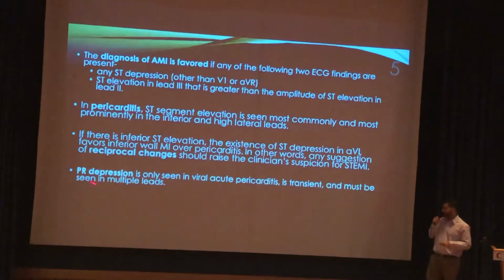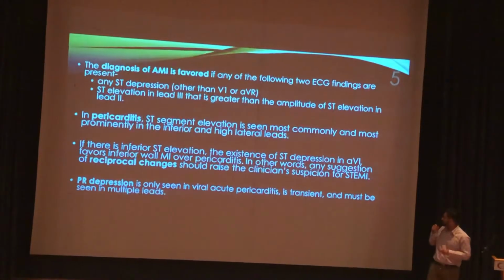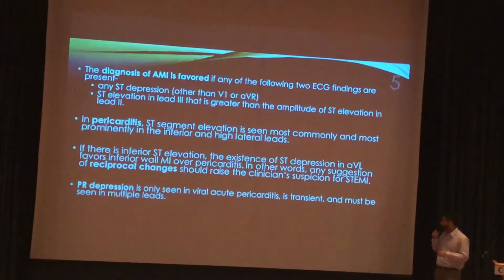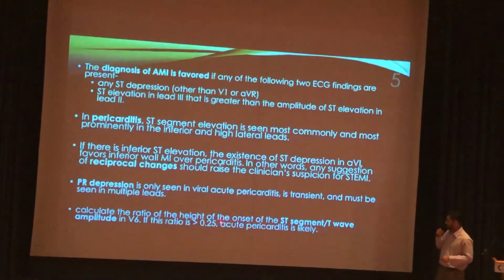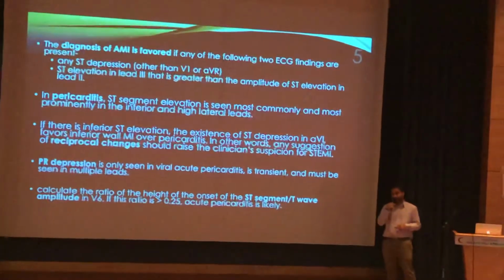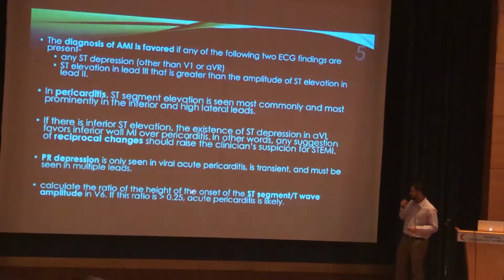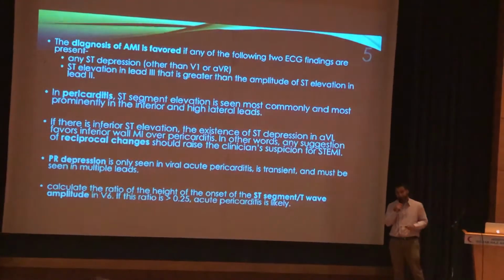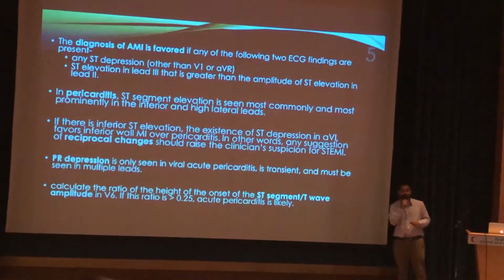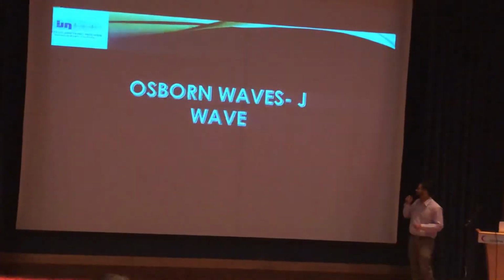PR depression, rare. But if there's PR depression, you're thinking of viral acute pericarditis. And this PR depression will be in multiple leads. Number 5, I already spoke to you all about this, the ratio. Remember? The 0.25. So always remember that. If your ratio of your ST segment to T wave is more than 0.25, acute pericarditis is very, very likely. If it's less than 0.25, it is BER. Thank you for listening.